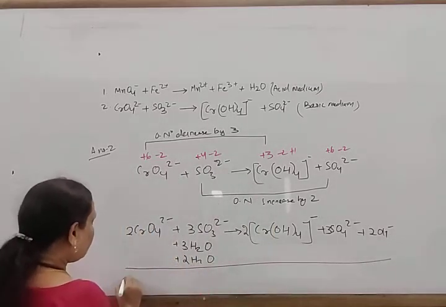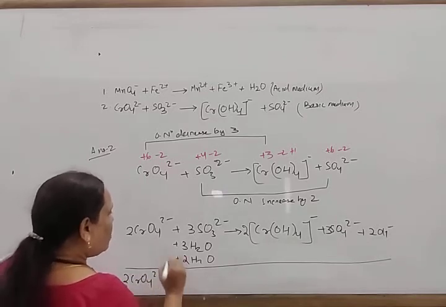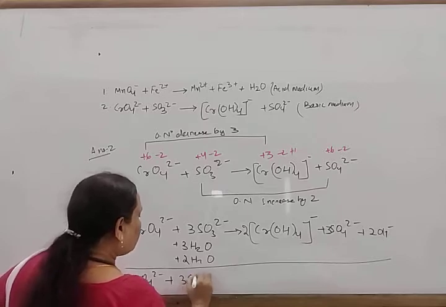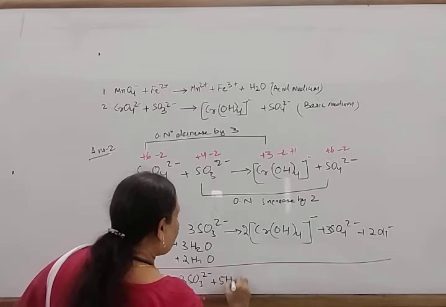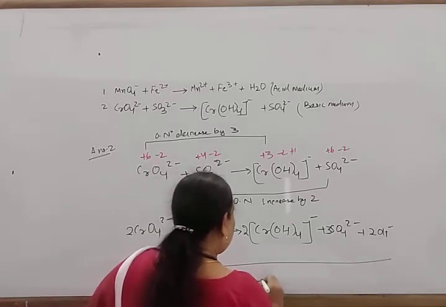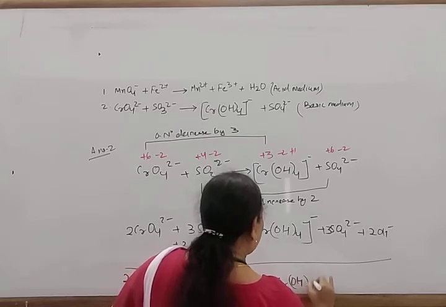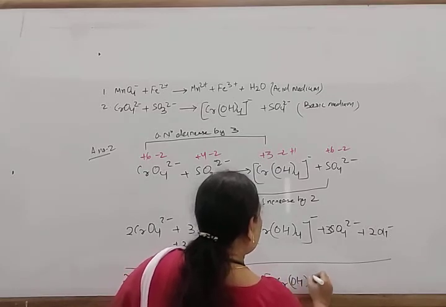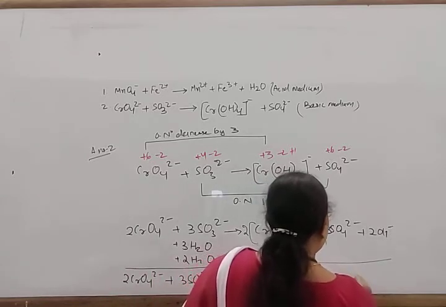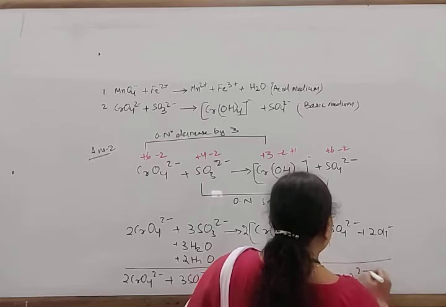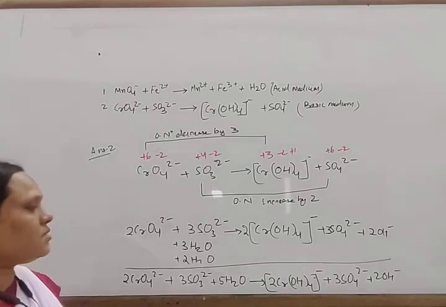Then what is the balanced form of this? The balanced form of this is 2CrO4 2 minus plus 3SO3 2 minus plus 5H2O give rise to 2Cr(OH)4 minus plus 3SO4 2 minus plus 2OH minus.